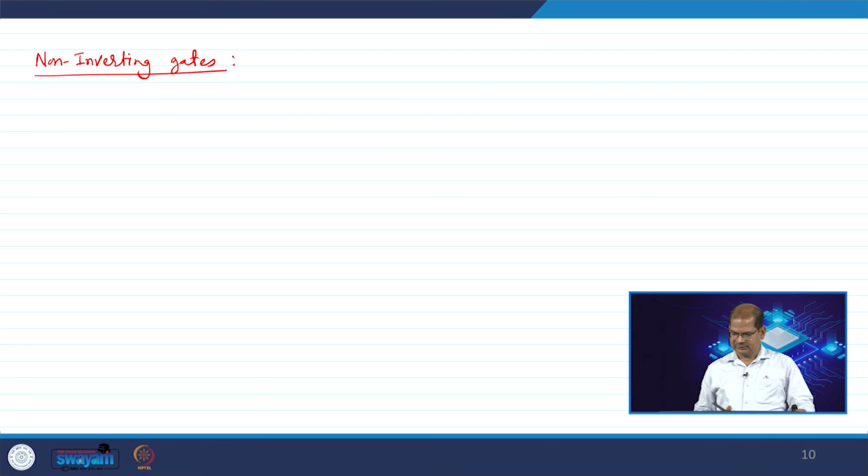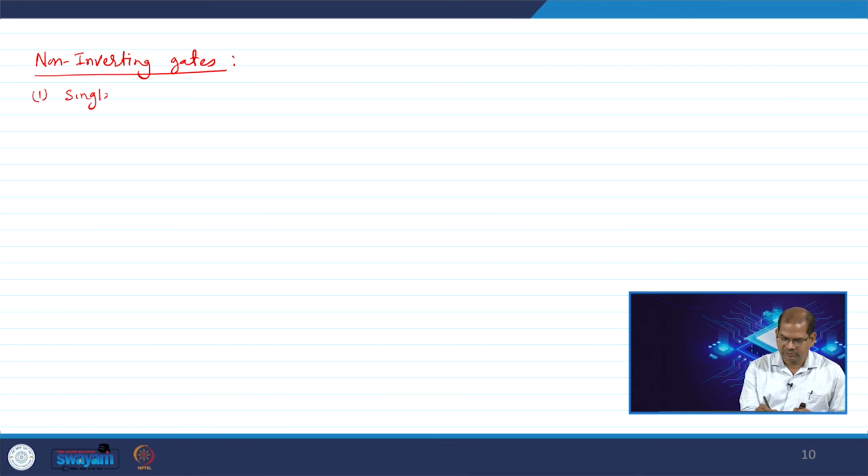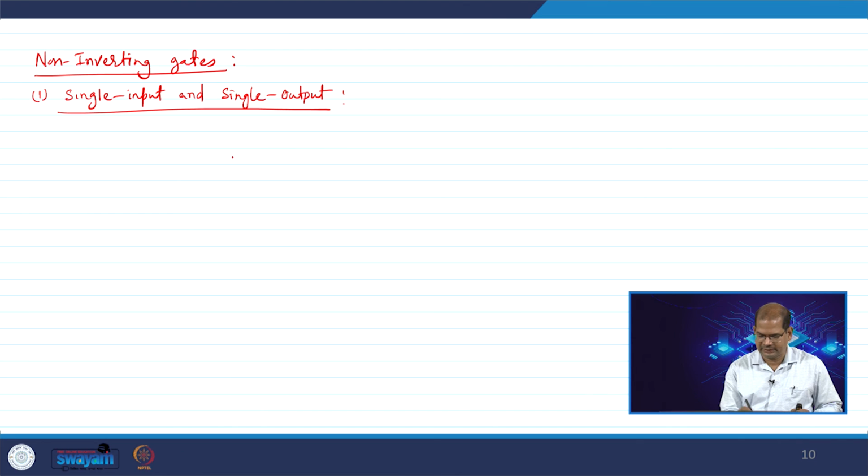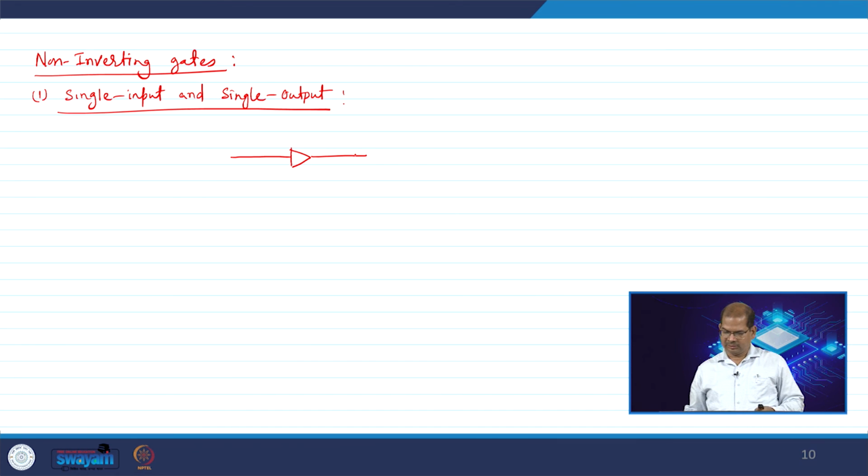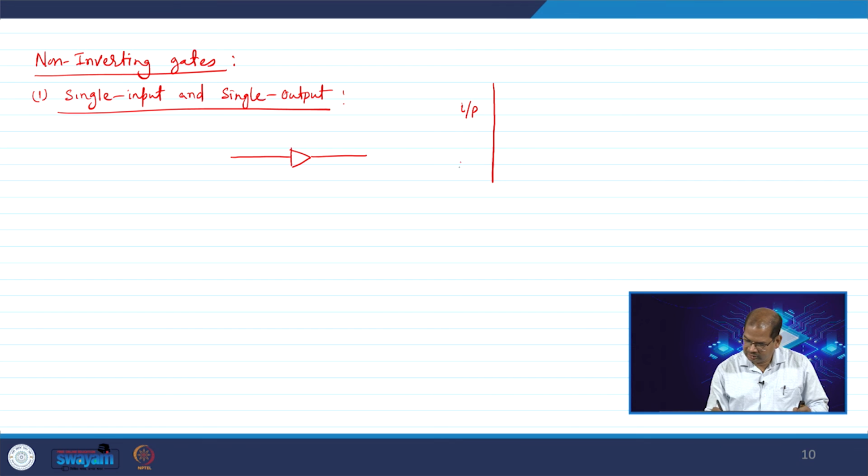Okay, non-inverting gates. Case 1 is single input and single output. This is the case of a buffer. How can I find the input arrival time? Basically, if I draw the waveforms first, this is input, this is output, and let us say this is t equals 0 here. This is my waveform here.